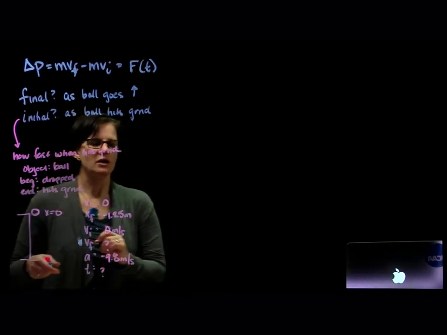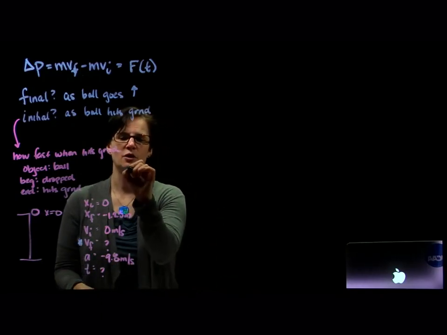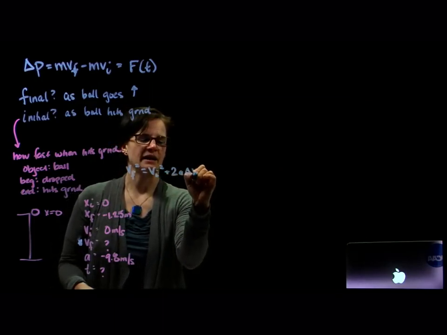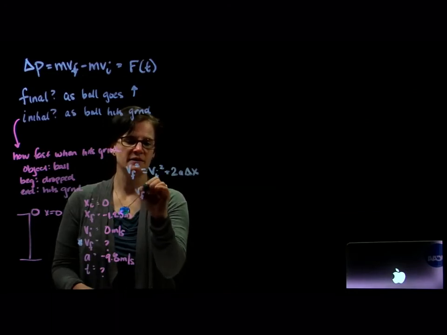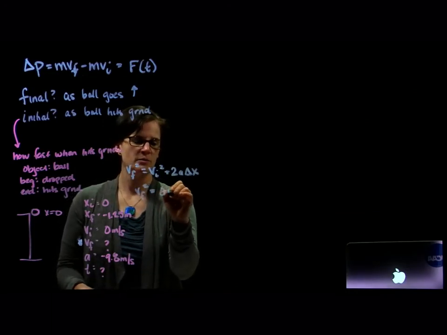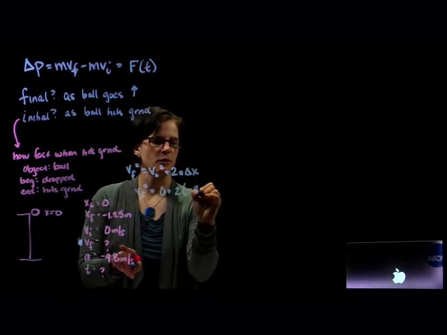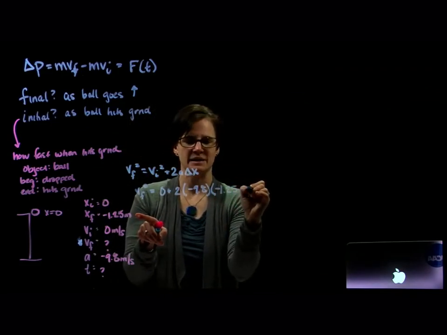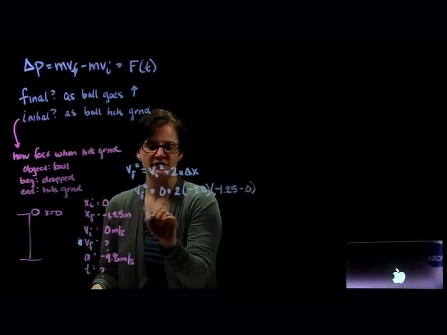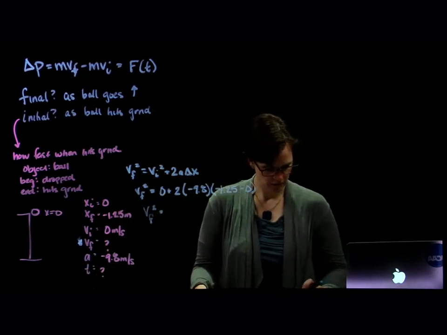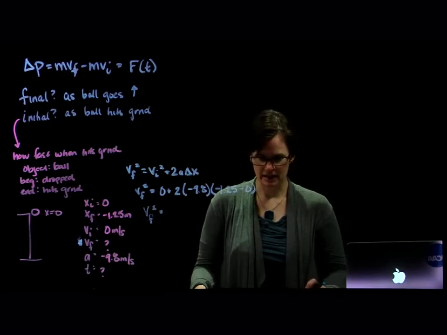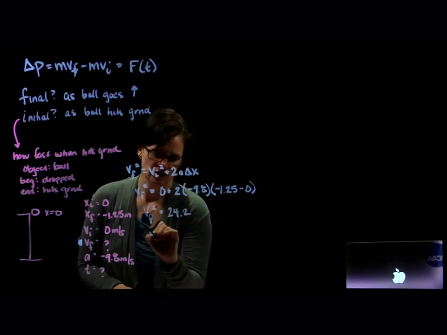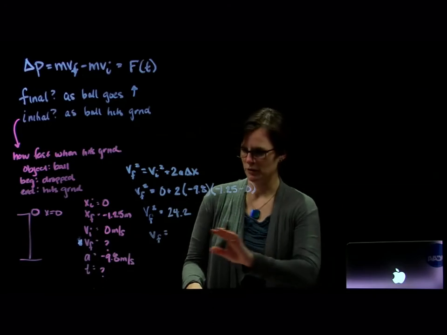So thinking about the equations for motion, we know that V final squared is equal to V initial squared plus 2a delta x. Well, V final is what we want. V initial is 0 plus 2. A is negative 9.8. And delta x, negative 1.25 minus 0. So we find that V final squared is equal to 2 times negative 9.8 times negative 1.25. We get 24.5. So V final is equal to the square root of 24.5.